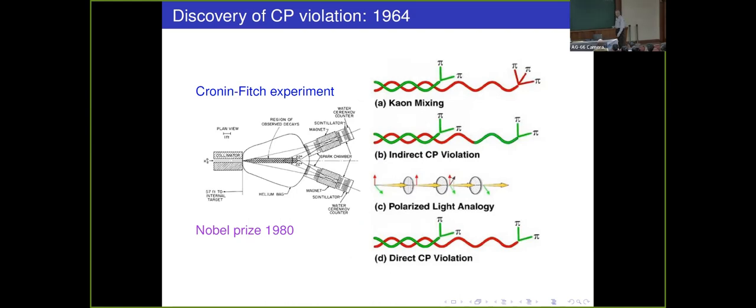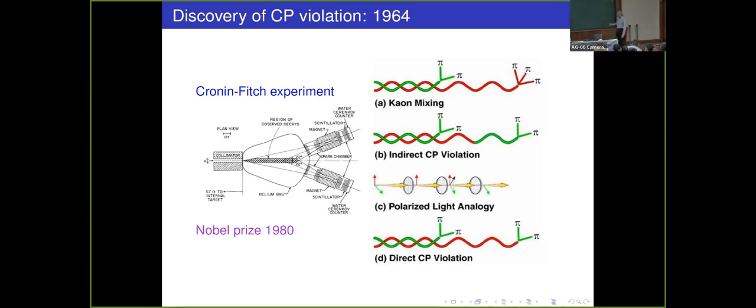However, there is some possibility that the K long actually oscillated back into K short because there are K K bar oscillations. And because of the oscillations, if you go far away, there will actually be some component of CP even already present, which will decay into pi pi. So this will be called CP violation through mixing, because this violation occurred because K1 and K2 mix amongst each other.